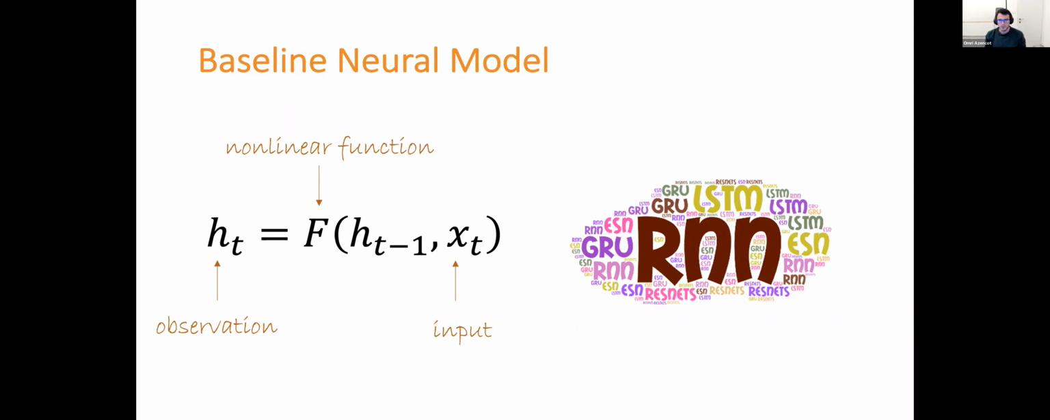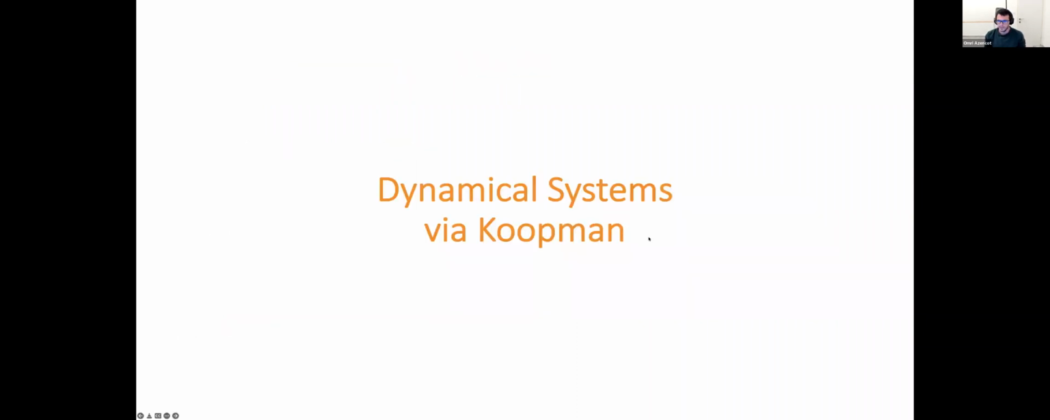Let's see. To set the scene for the method that we propose and what we have in mind, I will talk a bit about dynamical systems and then the Koopman viewpoint of dynamical systems. This may be known to most of the crowd, but in any case, just to be on the same page, I will try to go over this, and please stop me again if you have any questions.